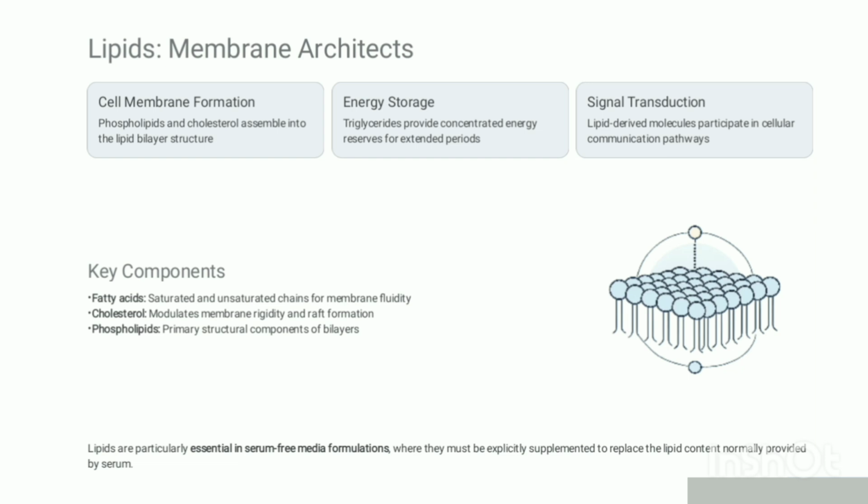Signal transduction. Many lipid derived molecules function as messengers in complex cellular communication pathways, regulating processes like growth and inflammation. Key components: fatty acids exist in saturated and unsaturated forms to maintain optimal membrane fluidity. Cholesterol, a vital sterol that modulates membrane rigidity and facilitates the formation of lipid rafts for specialized signaling. Phospholipids, the primary structural building blocks that form the amphipathic, water-loving and water-fearing, framework of the bilayer.